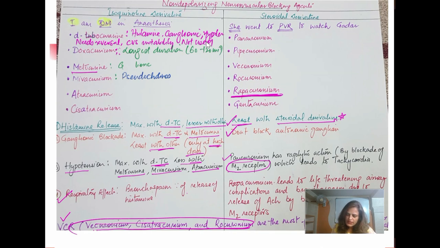Plus a newer one is also under clinical trial, that is gantacurium, which is the fastest acting and shortest acting, and is under phase 3 clinical trial. Once it is approved, we may use it as an alternative to succinylcholine.